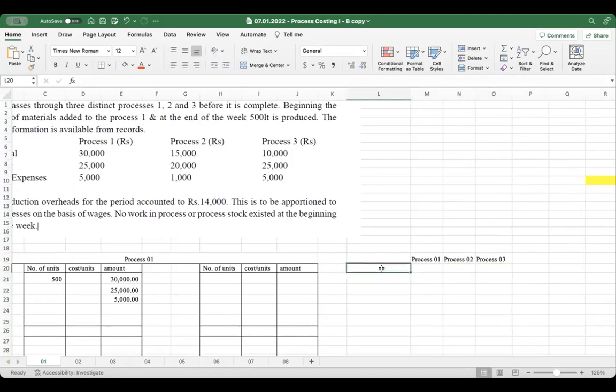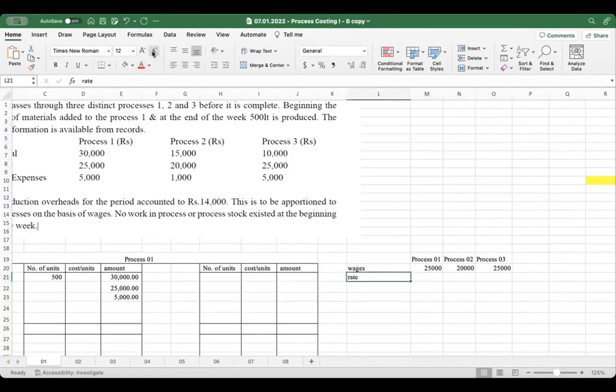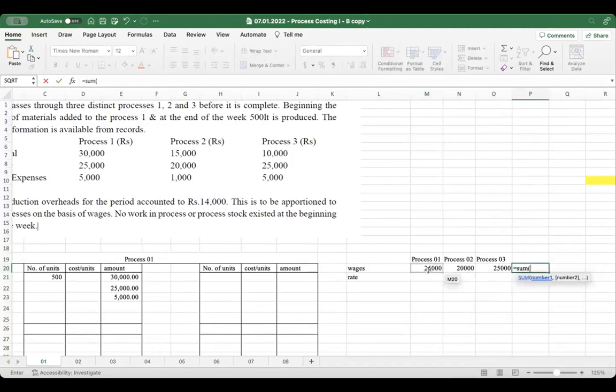Clear? Now that will depend on the wages. So let's take the wages here, means the labor cost: 25,000 for the first process, 20,000 for the second process, again 25,000 for the third process. Clear? Now we need to find a rate. How are we going to find a rate? Now we will take a total here because the apportionment rate should be there.